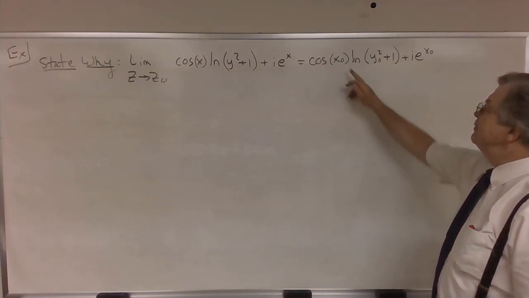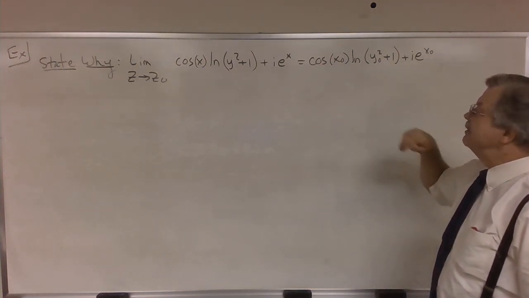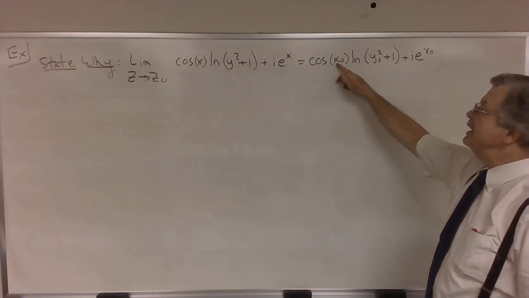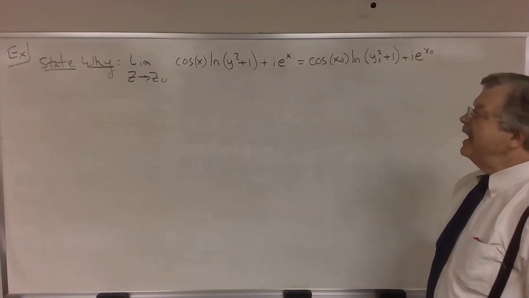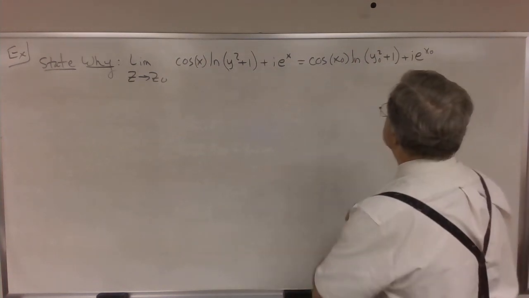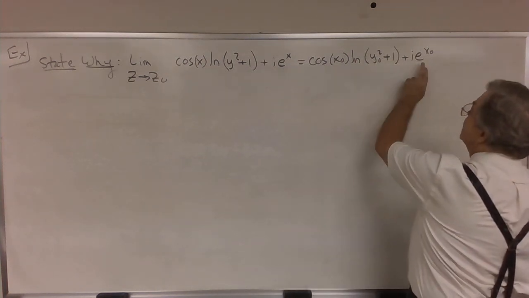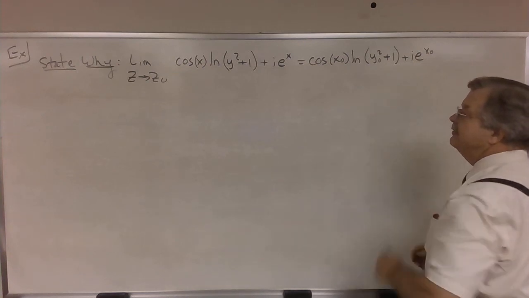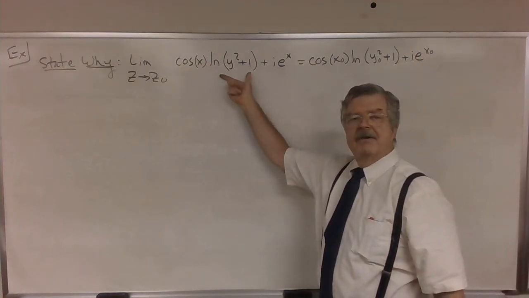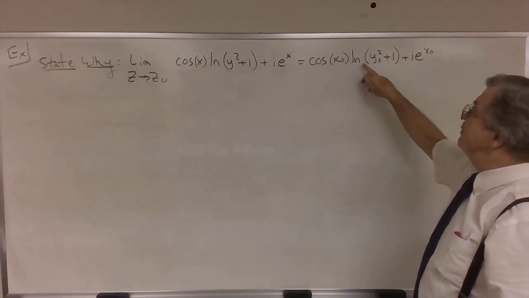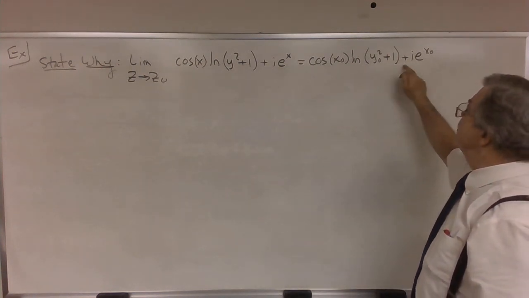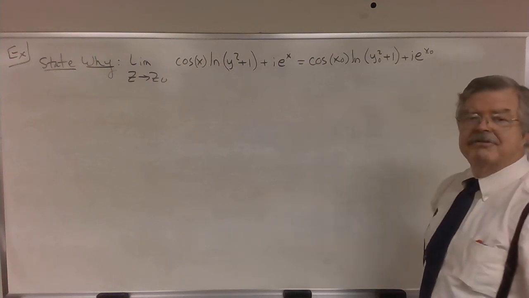So each of these is a continuous function. We can compute their value by plugging in what x and y are approaching. And so the limit of the real part exists, the limit of the imaginary part exists, so the limit of the entire expression exists and is the sum of the limit of the real part plus the limit of the imaginary part.